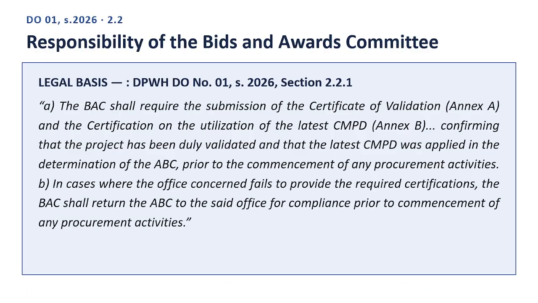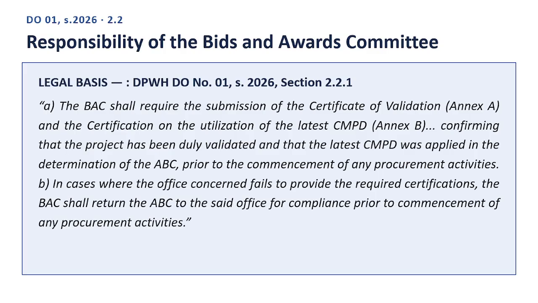Here is the legal basis, quoting directly from DPWH Department Order No. 01, Series 2026, Section 2.2.1. Quote. A. The BAC shall require the submission of the Certificate of Validation, Annex A, and the certification on the utilization of the latest CMPD, Annex B, confirming that the project has been duly validated and that the latest CMPD was applied in the determination of the ABC, prior to the commencement of any procurement activities.